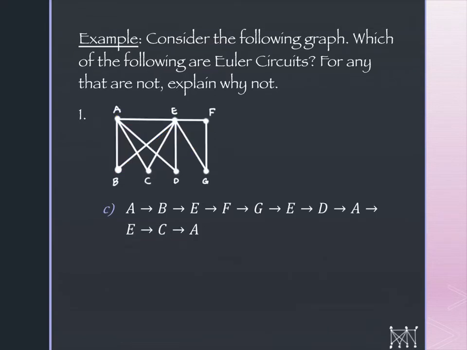Here's your third one. Let's see. We're going from, I already used that color, even though I'm on a different screen. Let's use blue. So I'm going from A to B, B to E, E to F, F to G, G to E, E to D, D to A to E, E to C, and C to A. Did it work? Yeah. Wow, there's a lot of movement, yeah. This one works.